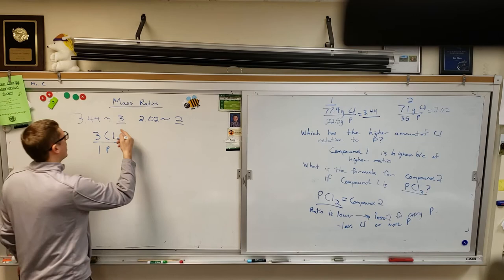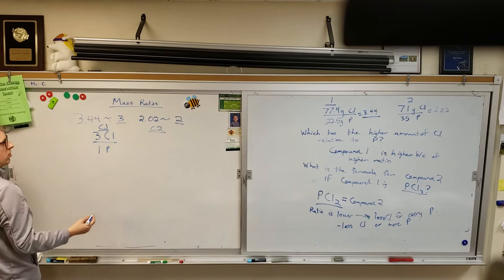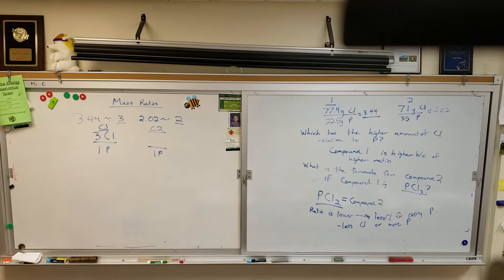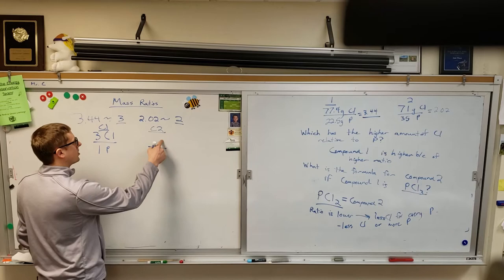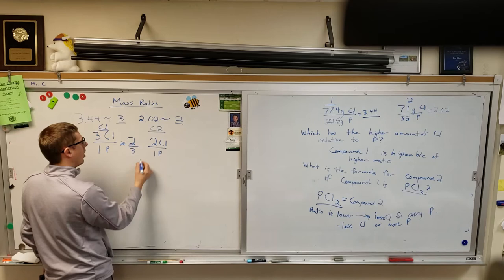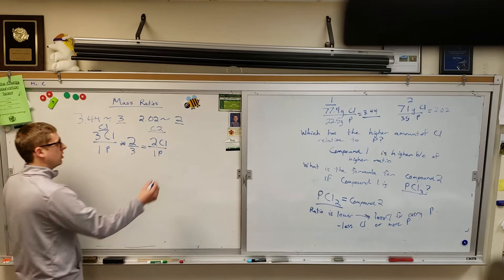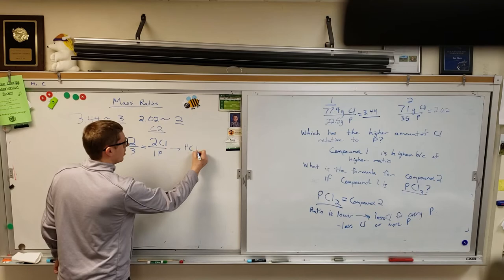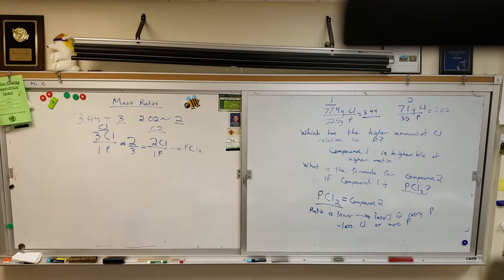In compound 2, we can keep the same amount of phosphorus. No, it's about 3 halves as much, or 2 thirds as much in compound 2. We could even do that. 2 thirds, if we look at them relative to each other, we're going to get 2 Cl per 1 phosphorus, which again gives us PCl2. Couple of ways about solving problems like this. Okay? That is mass ratios.